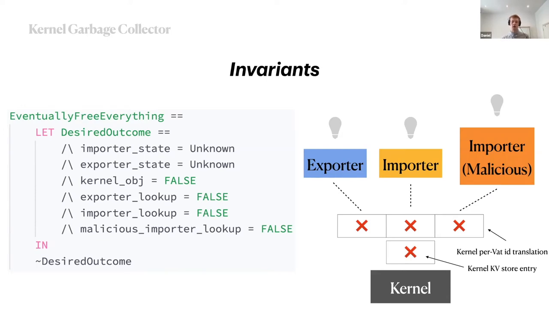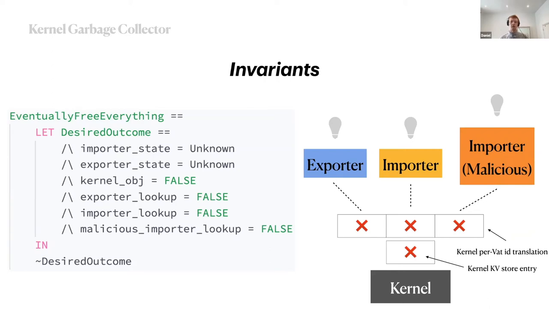One is something we want to ensure happens. We want the desired outcome of the lifetime of an object: once an object has been dropped, then it should eventually be completely freed from the system. We can find such an execution by using this invariant and eventually free everything. Because we have negated this desired outcome, when we find a violation of this, we have an execution which satisfies the behavior we're searching for.